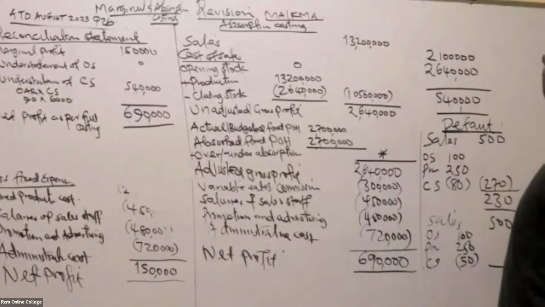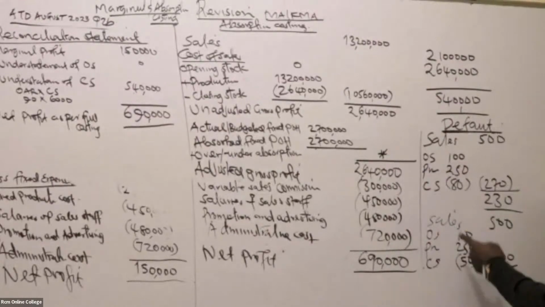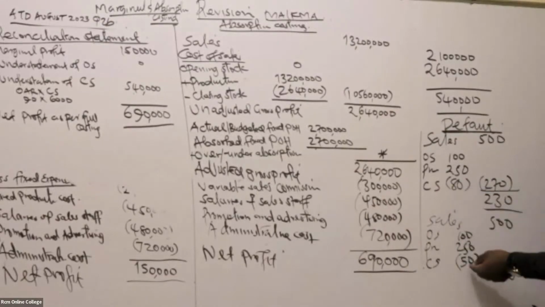So what is the cost of sales? 100 plus 250, that is 350 minus 50, 300. What will we have here? It will give us 200. Right? When I now understate closing stock from 80 to 50, that is understating it by 30.